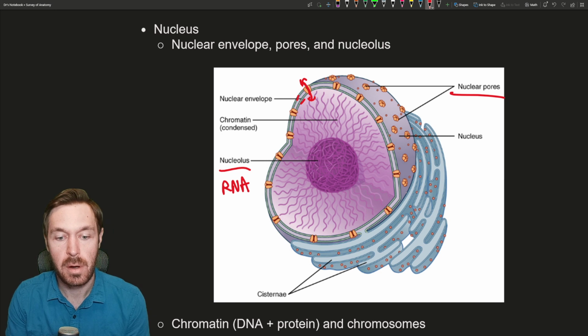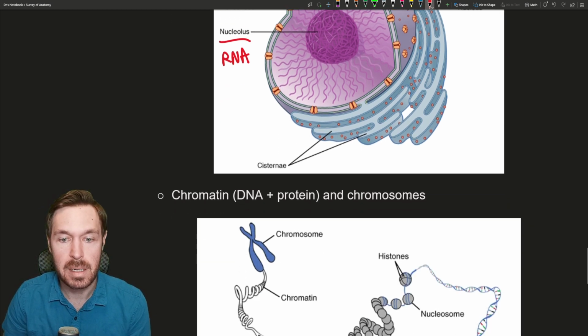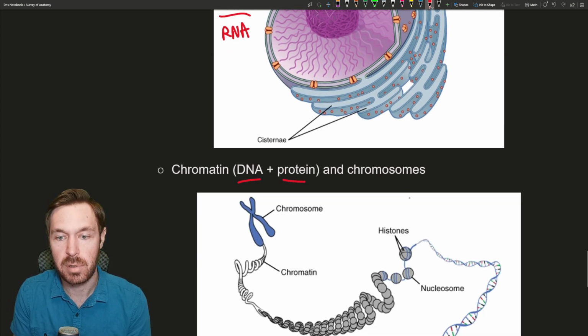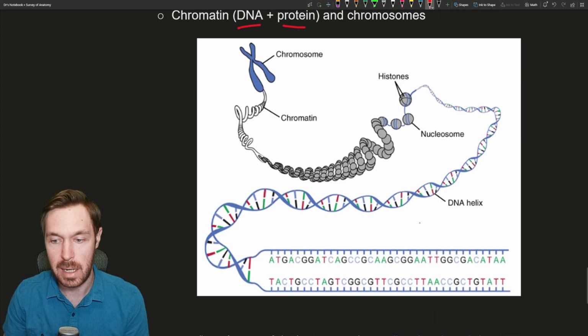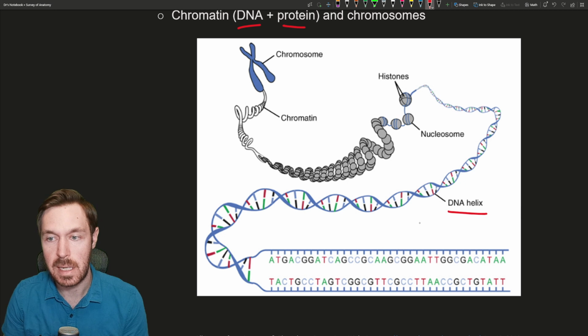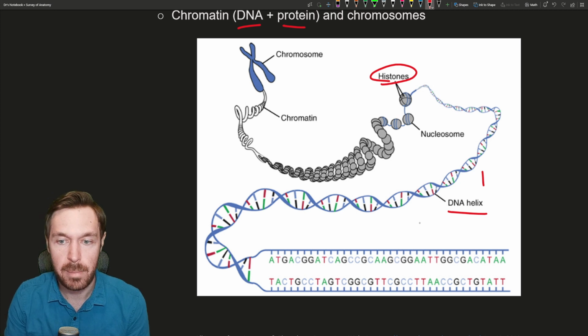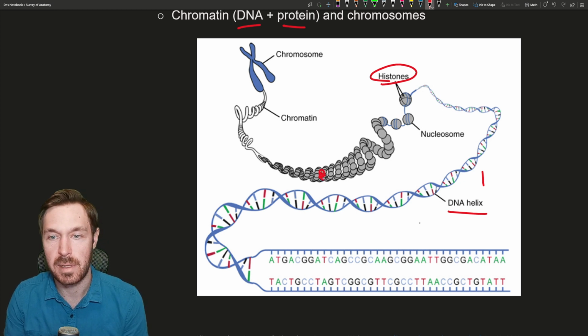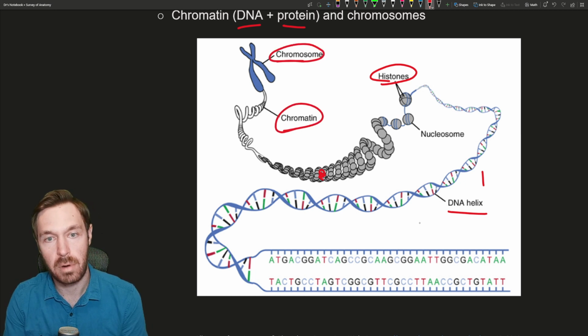Also, you see the term chromatin. Chromatin is DNA plus protein. So we have our DNA double helix, complementary base pairing, that wraps around these proteins called histones. Think about wrapping thread on a spool. They then wrap, and it becomes more and more condensed. But DNA plus protein is known as chromatin, and then they condense into these little structures called chromosomes.